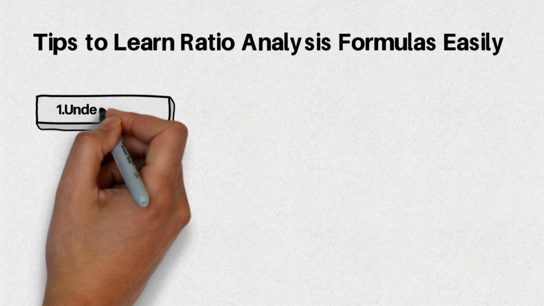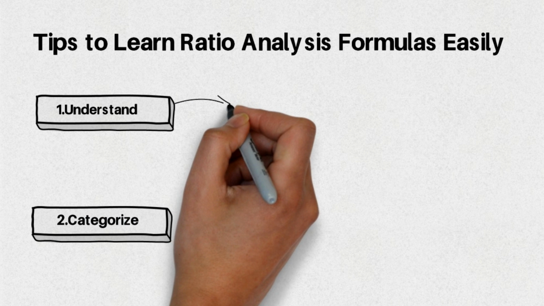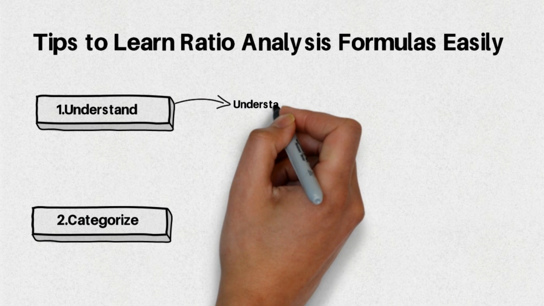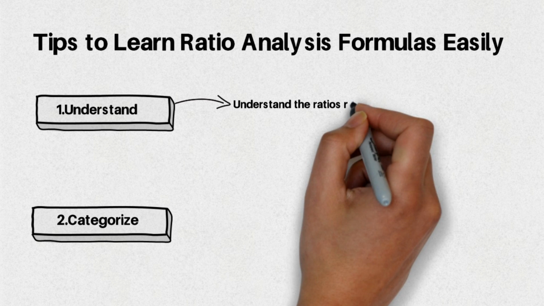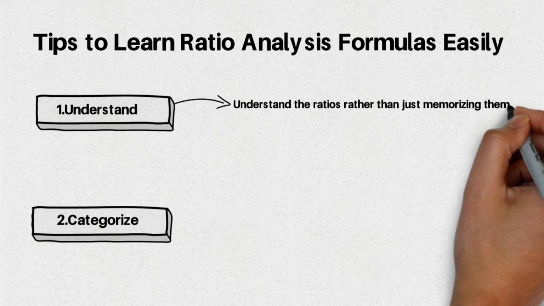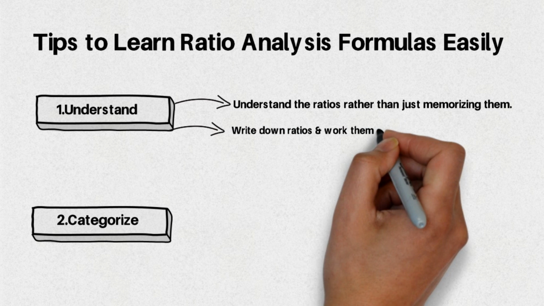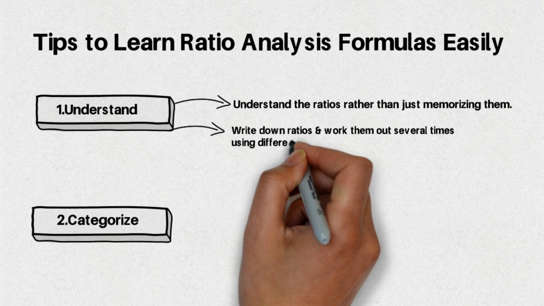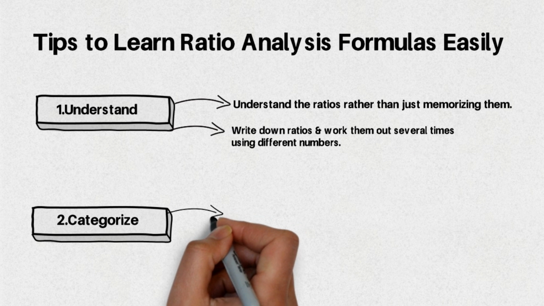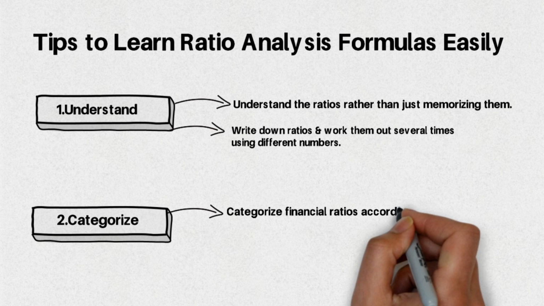1. Understand. 2. Categorize. The first tip is to understand all the ratios, because simply trying to memorize them will make it difficult to remember them. So, try to understand all the ratios so that they can stick to your memory. Write down each ratio and work each out several times using different numbers until you have a firm grasp of what each one means.